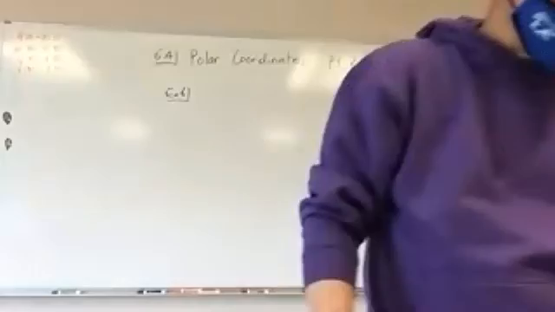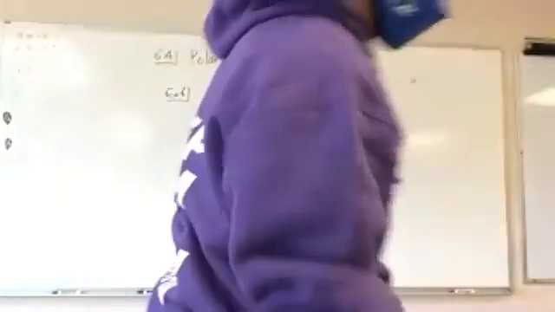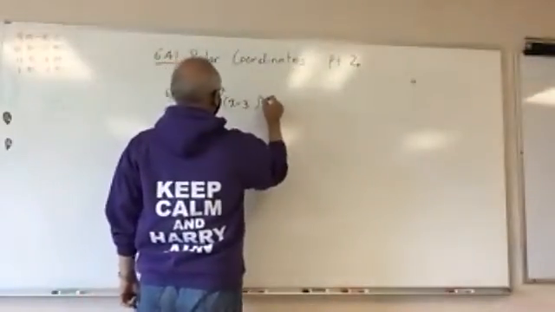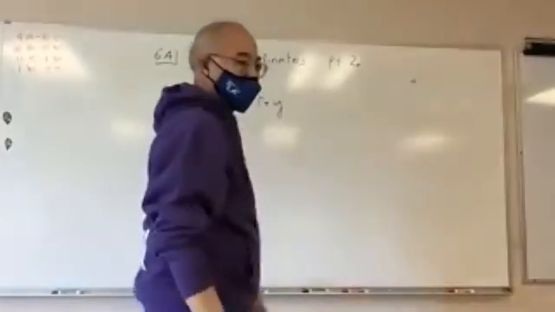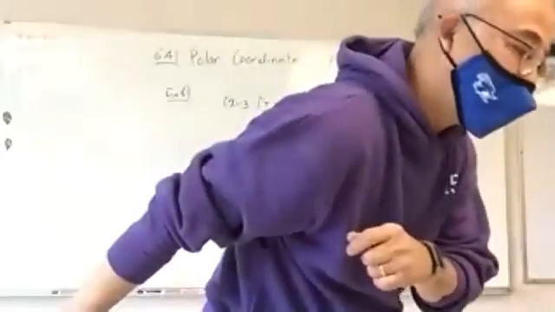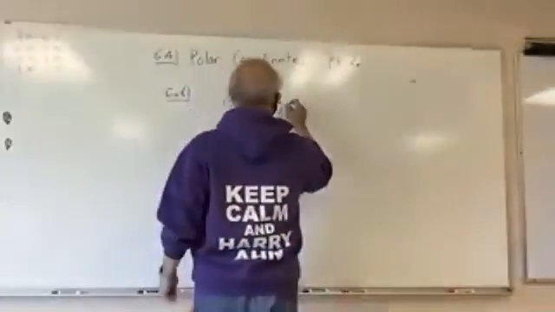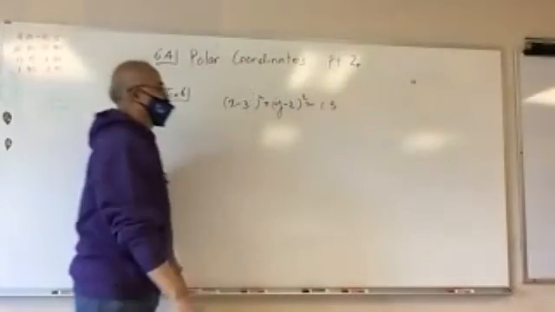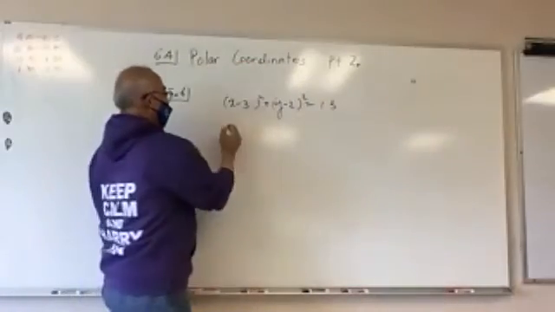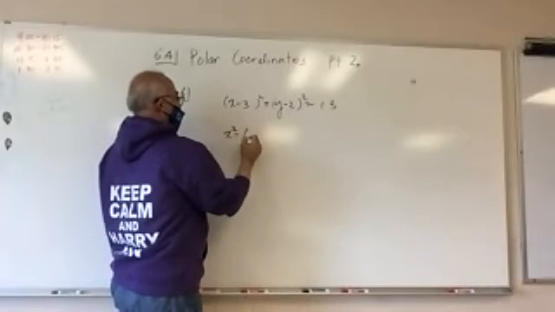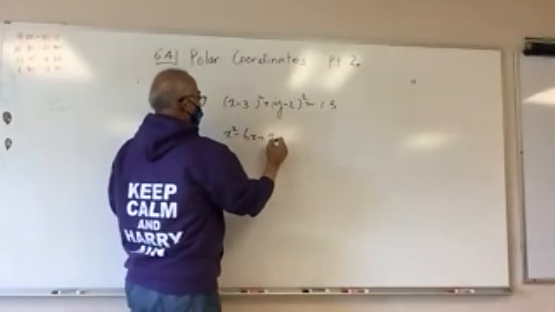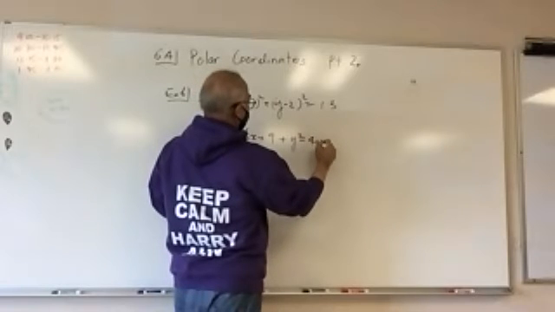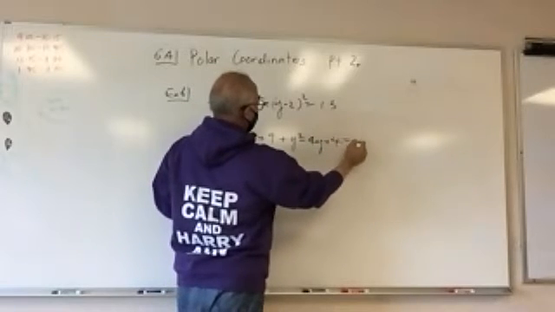Example number 6. Now we're gonna go from rectangular to polar. (x minus 3) squared plus (y minus 2) squared equals 13. Okay, so let's go ahead and do this out. I'm going to get x squared minus 6x plus 9 plus y squared minus 4y plus 4 is equal to 13.